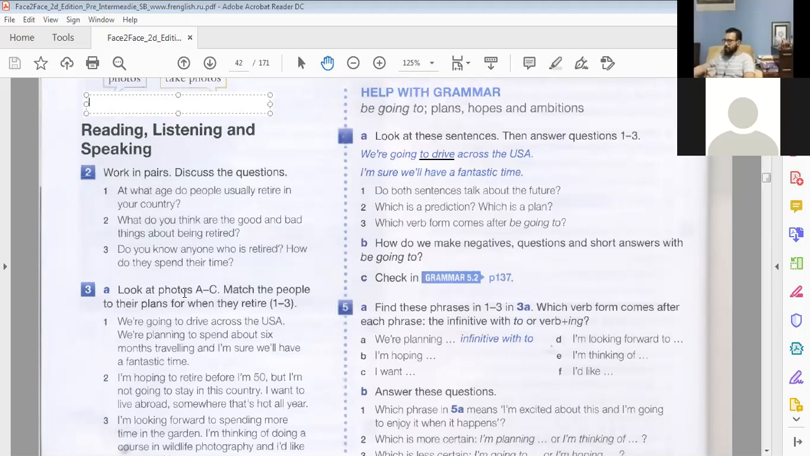All right. Can you make a WH question with be going to? What are you going to drive across? No. Where are you going to drive? Yes. Where are you going to drive? We're going to drive across the USA, right? All right. Good, good.